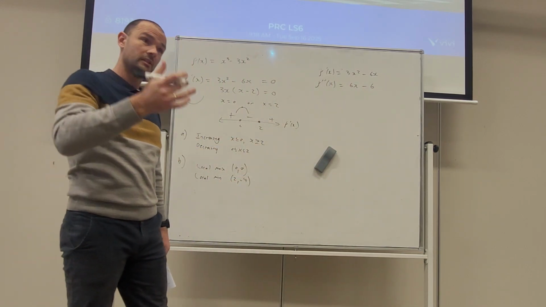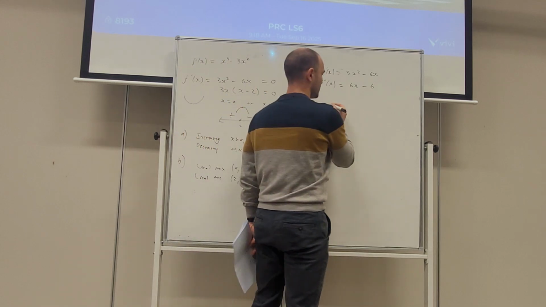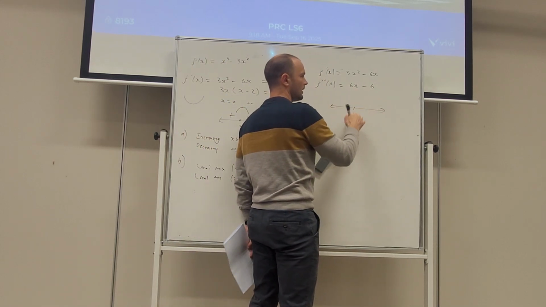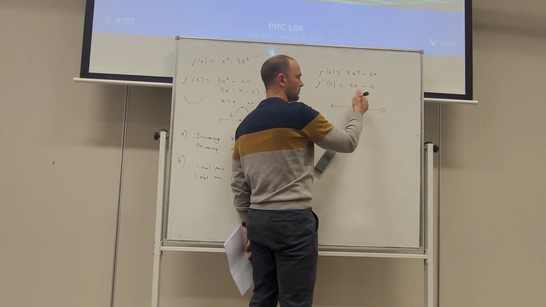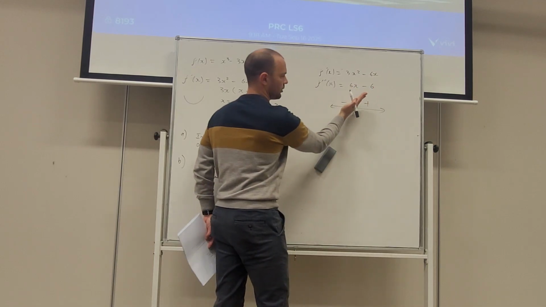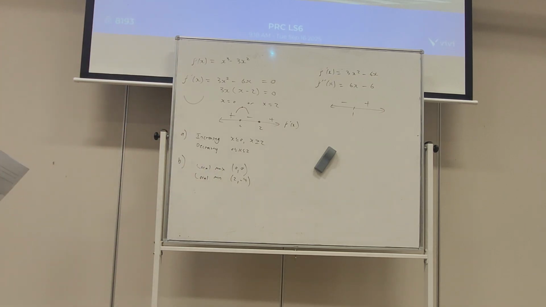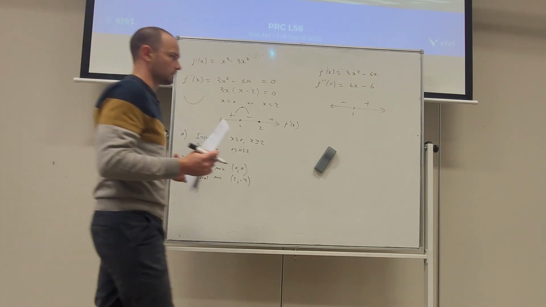And to draw the sign diagram of f dash dash of x, it's going to be the equation of a line. It has a root of 1. It's a line that has positive slope, so that means it's going up like this. So that's what our sign diagram will look like for the second derivative function.